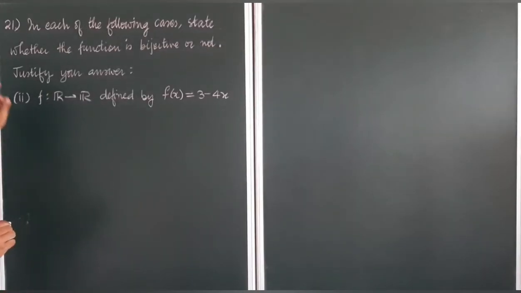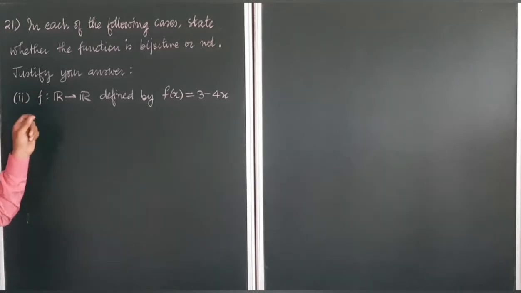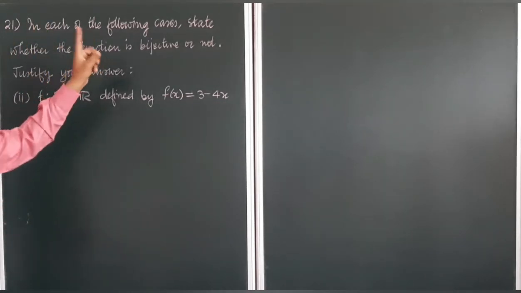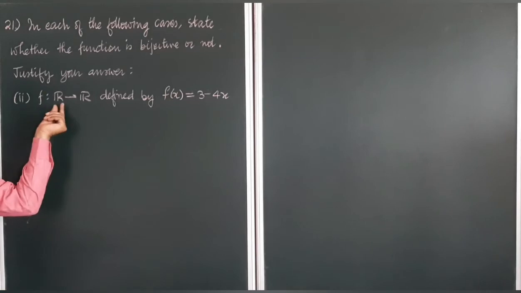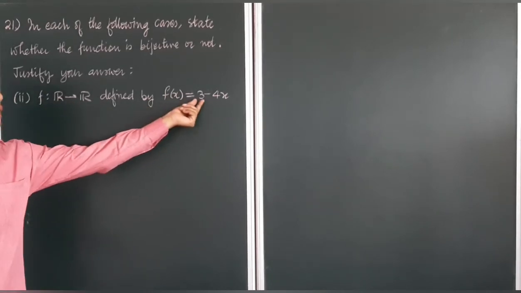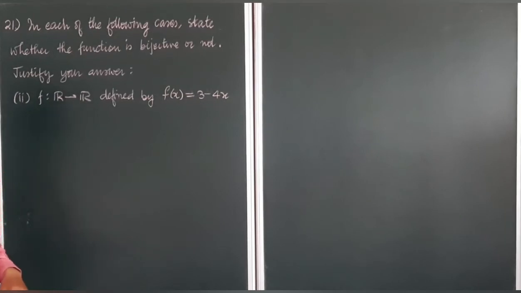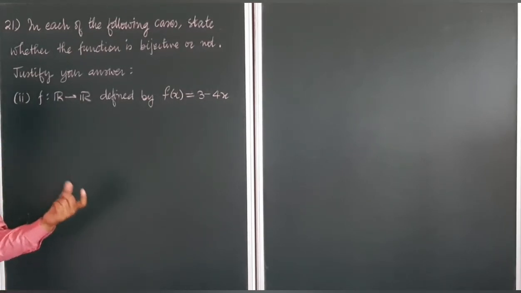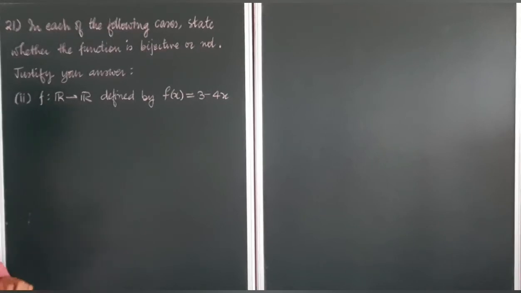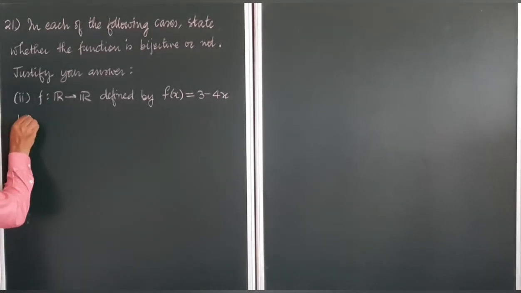Okay, so next we have question number 21. There are two questions given to us. I'll take question number 2 for you. The question says, in each of the following cases, state whether the function is bijective or not. Justify your answer. The function is from R to R, set of real numbers to real numbers, defined by f(x) equals 3 minus 4x. We need to check whether the function is bijective or not, which means we need to check one-one and onto. So let's check one-one here.